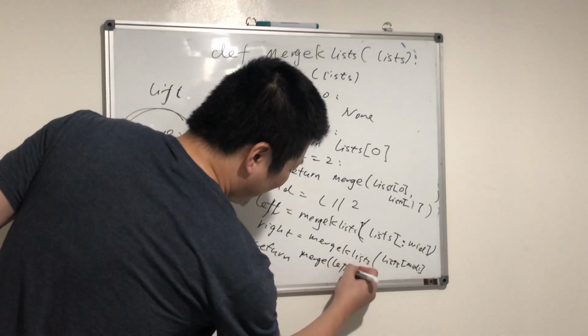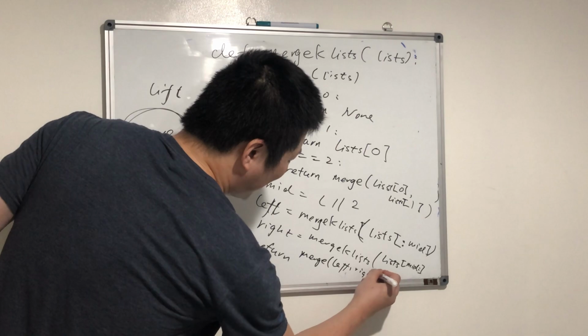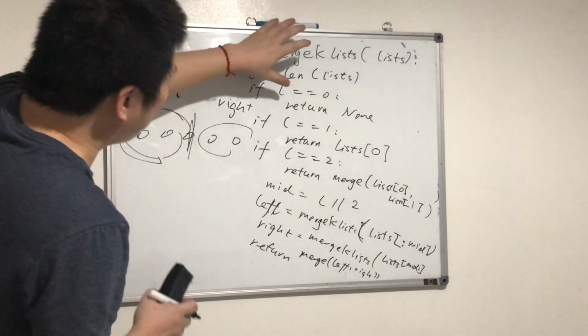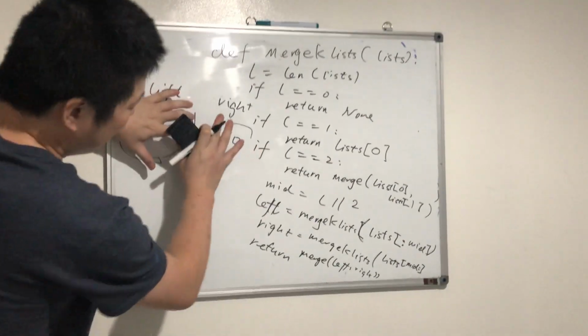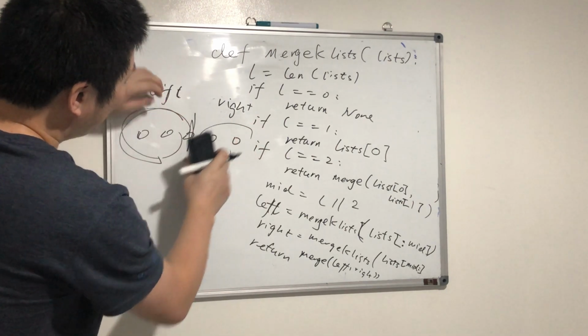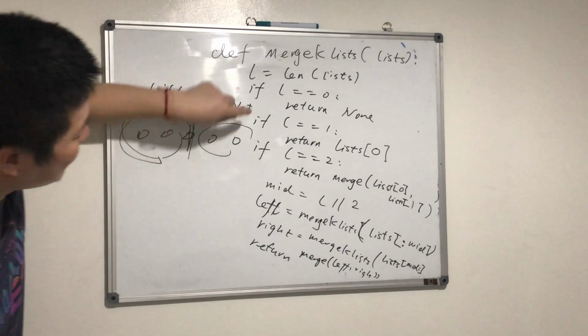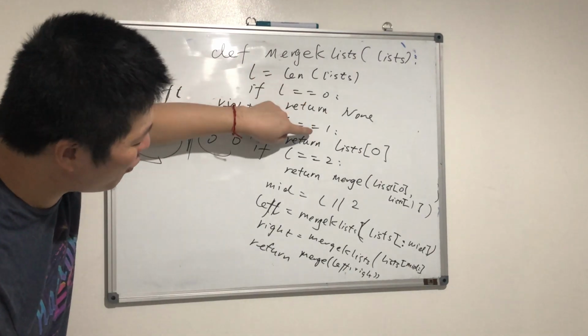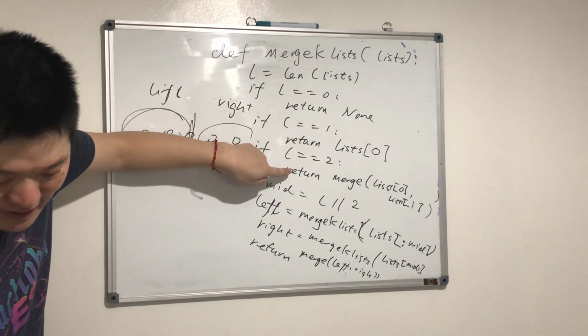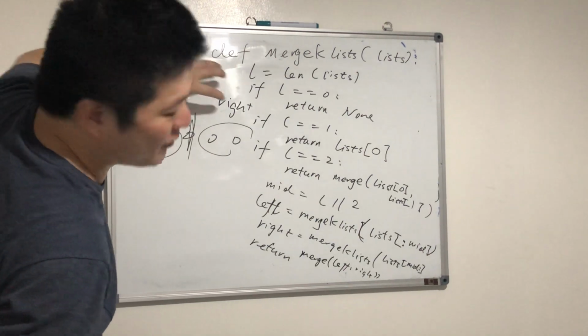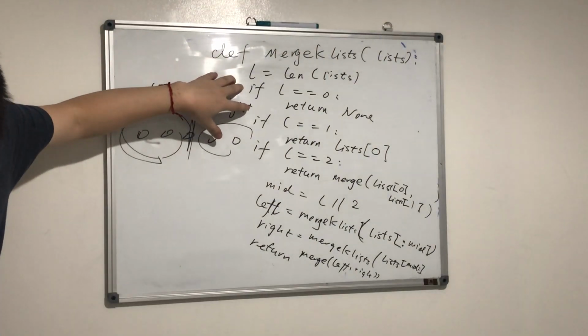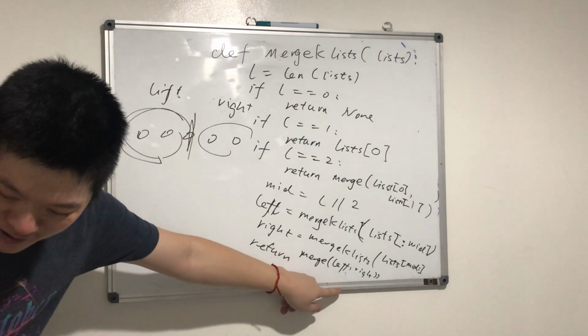See? It makes sense, yeah? Because we're dividing into two lists, and then we're calling itself to deal with a smaller problem, right? Until the length is 0, 1, or 2, then we know how to deal with it. And after we get this left and right linked list, we know how we can merge it.